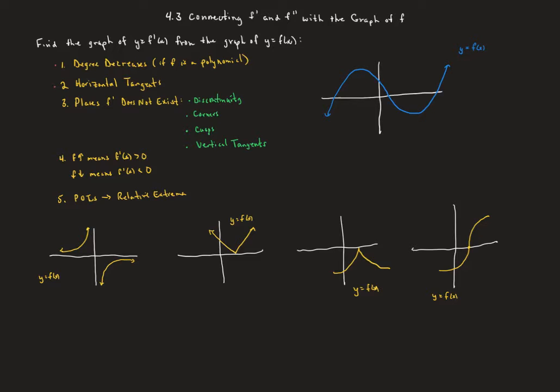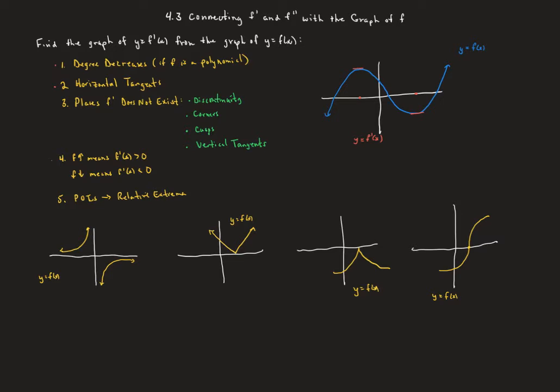Second thing is we want to look for horizontal tangents. Any place that there's going to be a relative minimum or relative maximum in the original function is going to correspond to an x-intercept in the graph of the derivative. I'm going to come back to number 3 in a minute, those places where the derivative doesn't exist, but we need to recognize how the graph of f prime will look when we encounter those kinds of strange things happening.